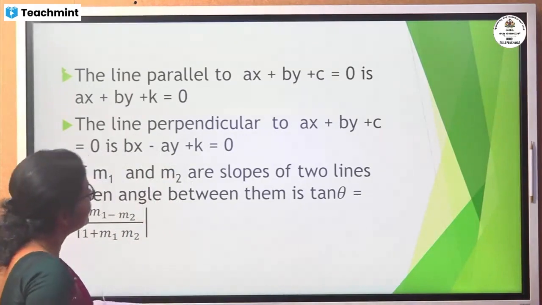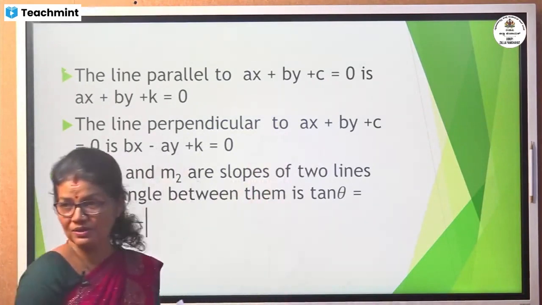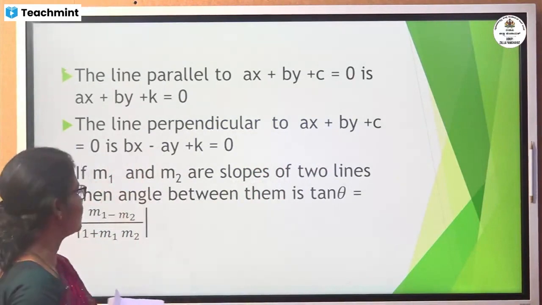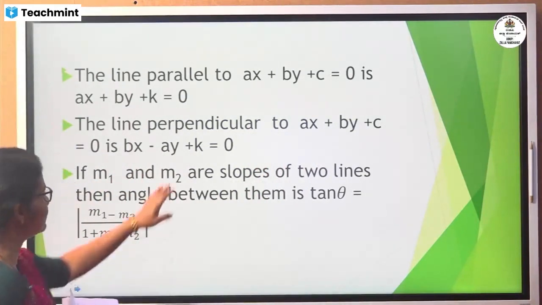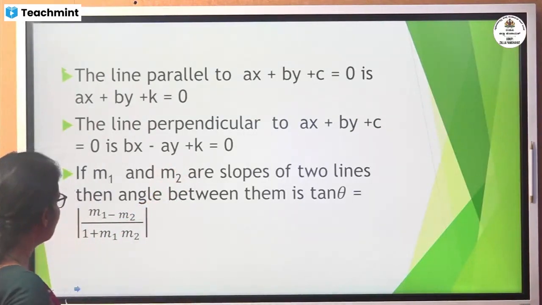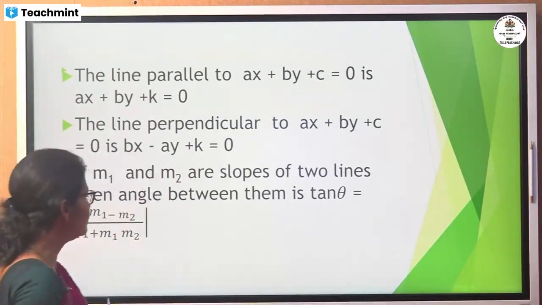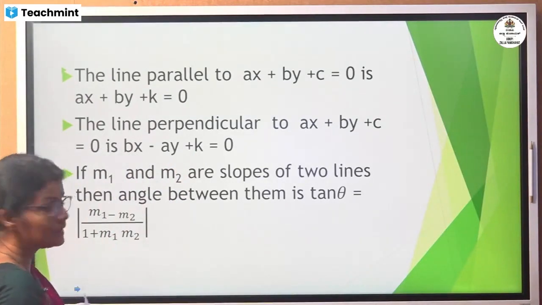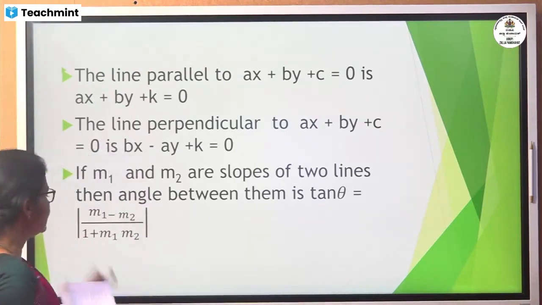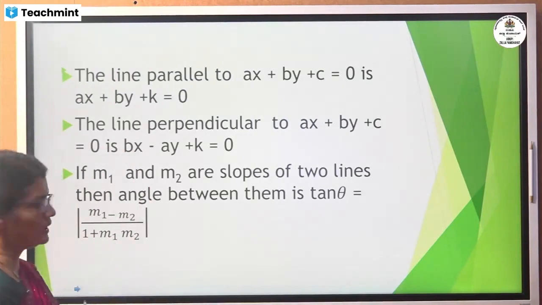Next one, any line perpendicular to ax plus by plus c equals 0 is bx minus ay plus k equals 0. Here also we have to calculate the constant k using the passing through point. Now, when two slopes of lines are known, that is m1 and m2, the angle between them at the point of intersection is tan theta equals modulus of (m1 minus m2) divided by (1 plus m1 m2).